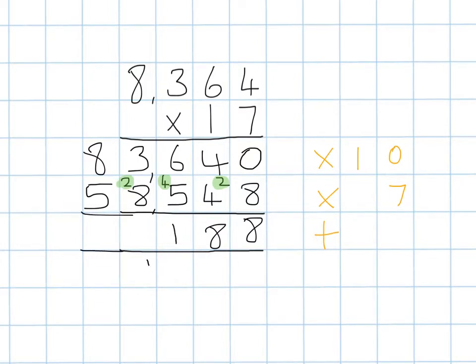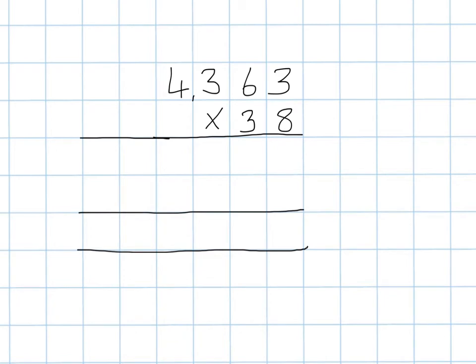And it's easy to do this underneath. 8,000 and 3,000 and 1,000 gives me 12,000. So 2,000 goes in the thousands column, and I carry the 10,000 over. Then finally, 80,000 add 50,000 add 10,000 gives me 140,000. So my final total for 8,364 multiplied by 17 is 142,188.